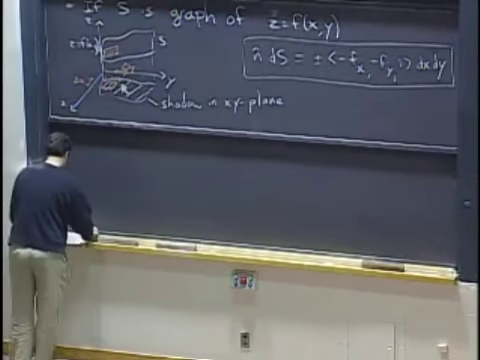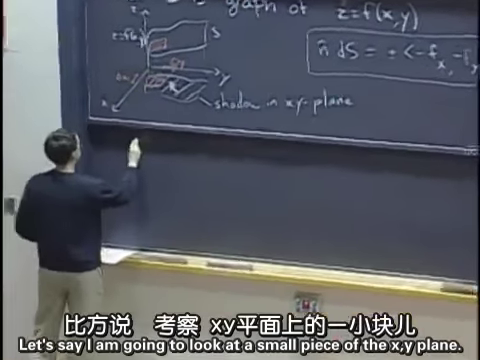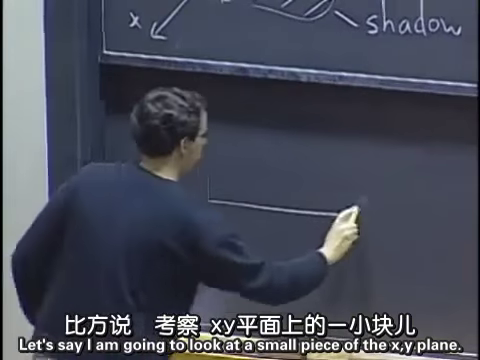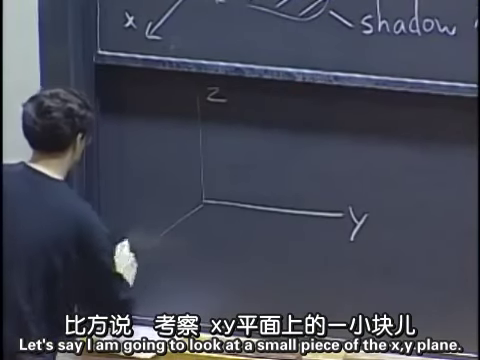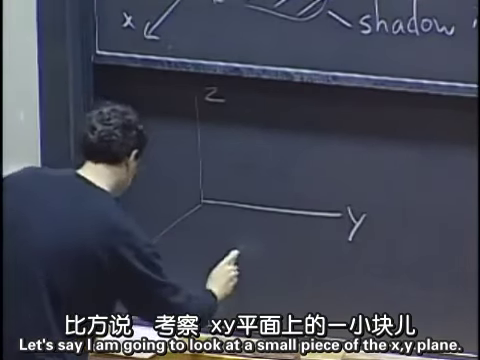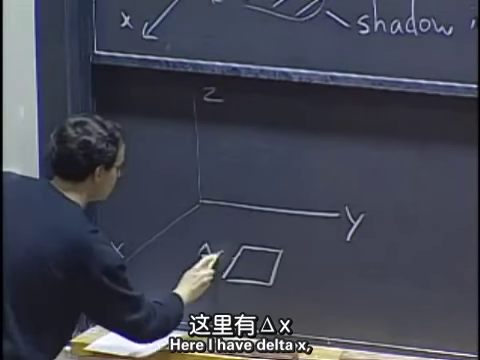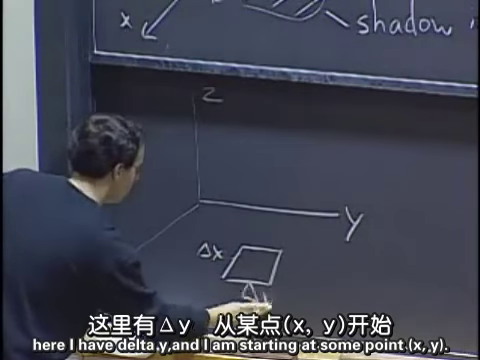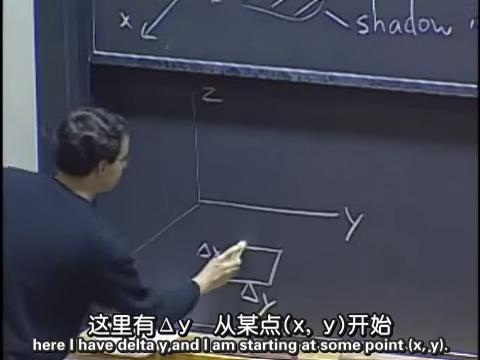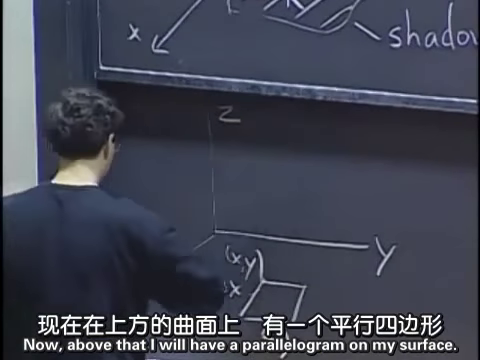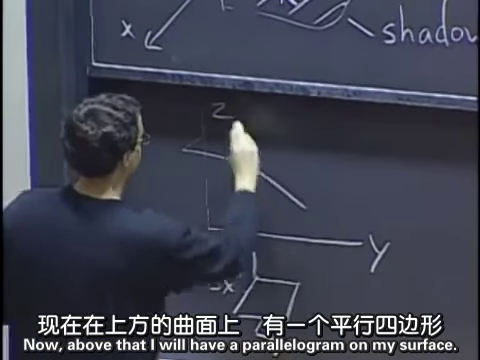So let's say I'm going to look at a small piece of the xy plane. So here I have delta x, here I have delta y, and I'm starting at some point (x, y). Now above that, I will have a parallelogram on my surface.